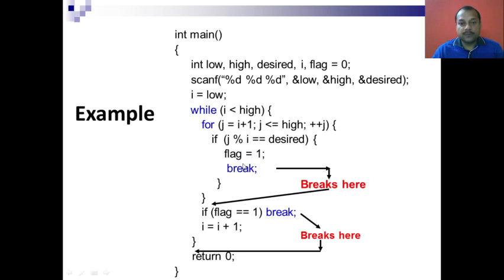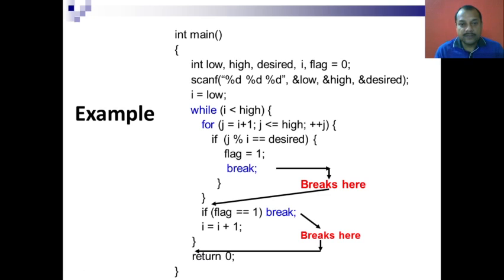Okay, now for this particular situation, these two breaks will be executed simultaneously. Why? Because this evaluation is true, the flag is set to 1. Then because of the execution of break, it will come out of here, and after coming out it will test the flag. Since I already set the flag to 1, flag equals 1, and because of that I am breaking from here and going out here.